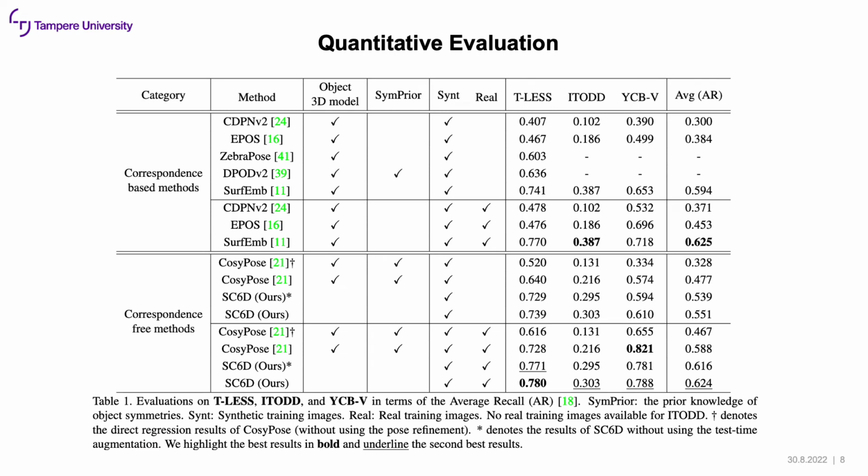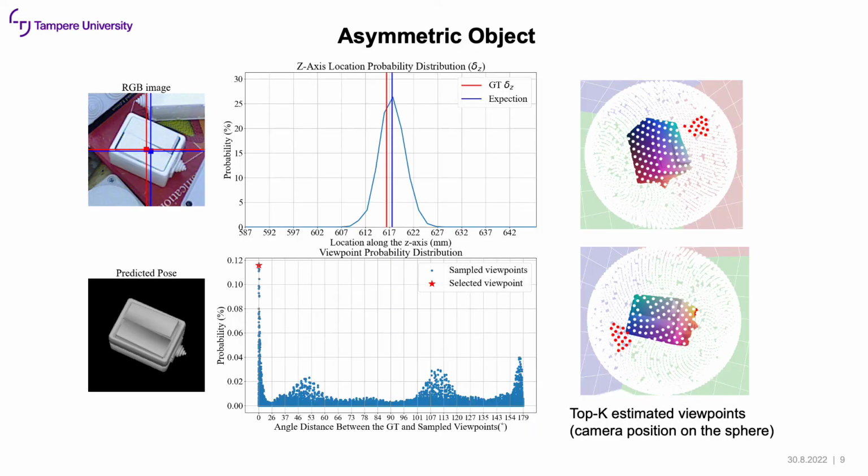We evaluate our method on 3 benchmark datasets according to the BOP challenge. Our method obtains state-of-the-art performance on the challenging T-LESS dataset without using the object's 3D model and the prior information of symmetries. Here, some examples are shown to visualize the learned distributions.